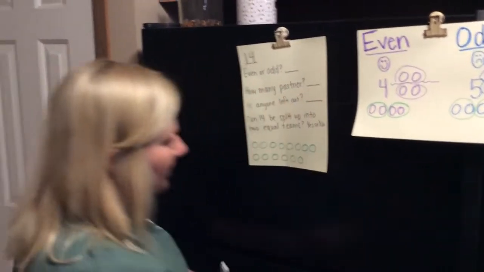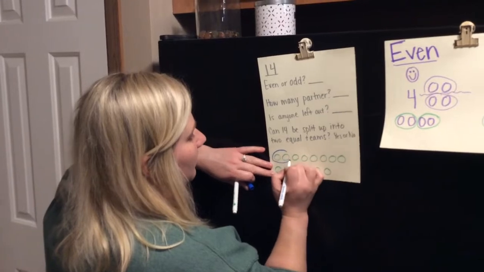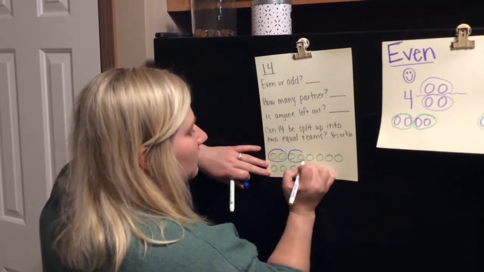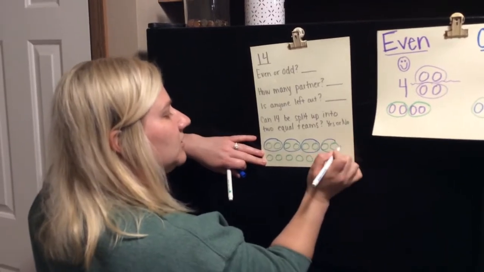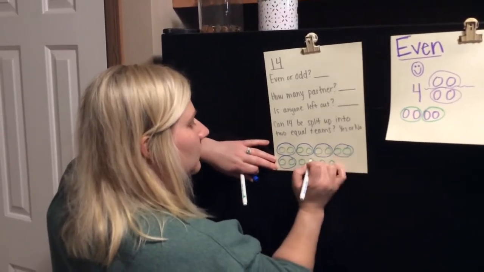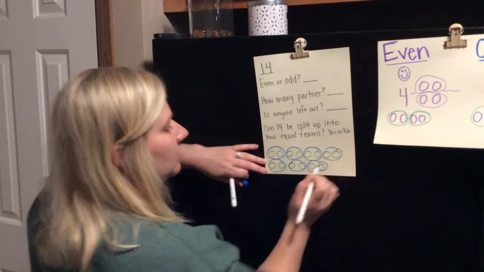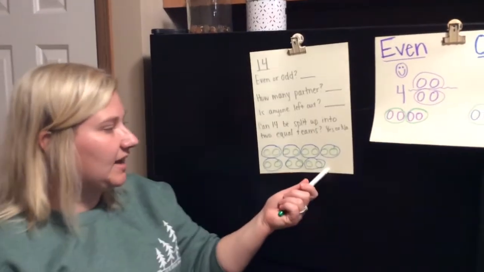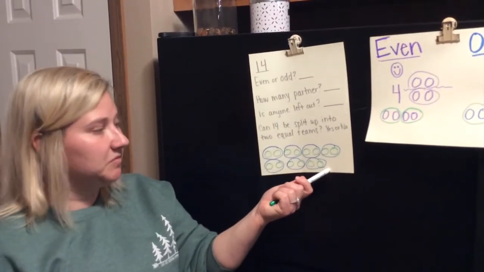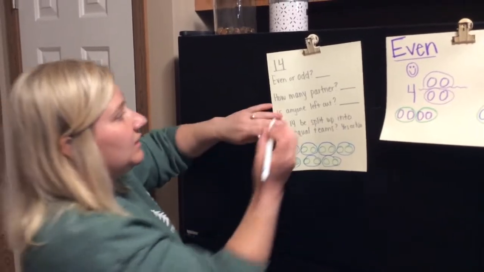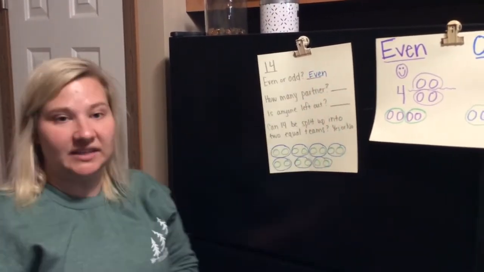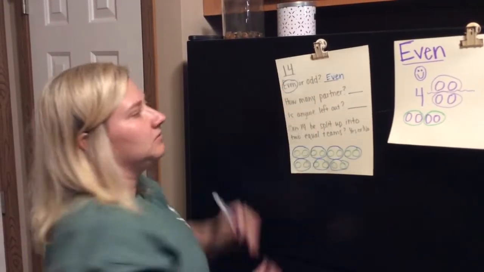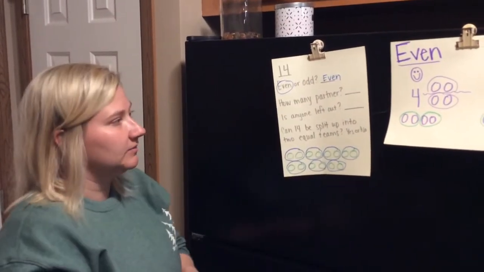Now I'm going to pair them up. So these two are partners. These two are partners. These two are partners. Partners. Partners and partners. So does everybody have a partner? Yes, they do. So this is an even number. So you would write even. Or you could circle it. Either one works.